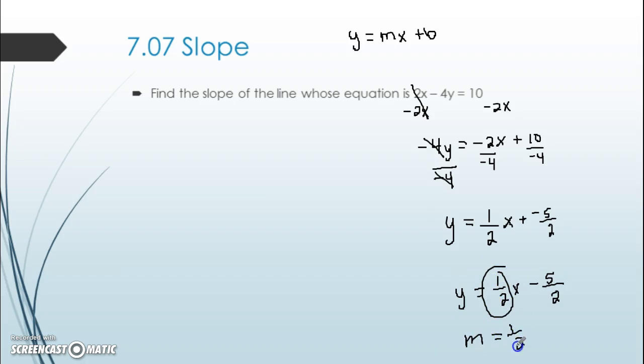Slope is the number in front of x. We call that the coefficient of x. So the slope of this equation is 1/2.